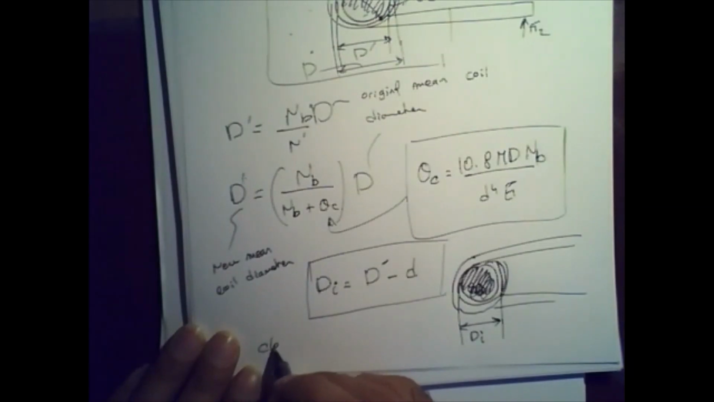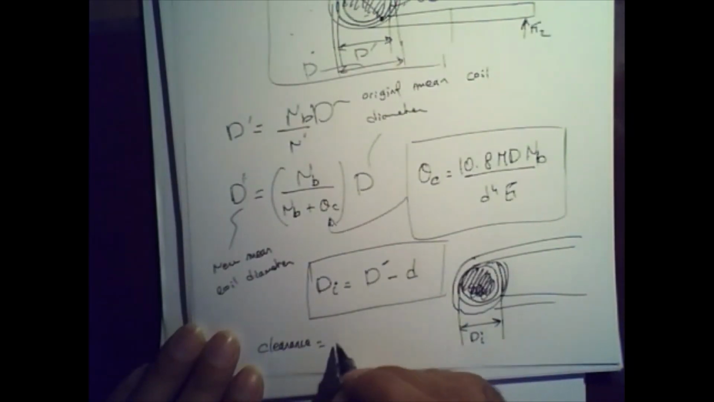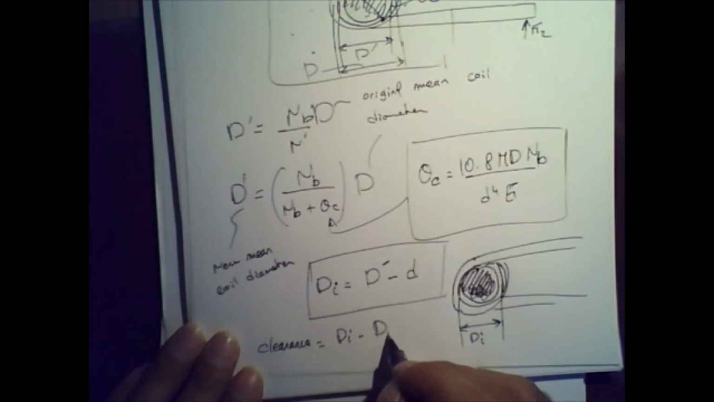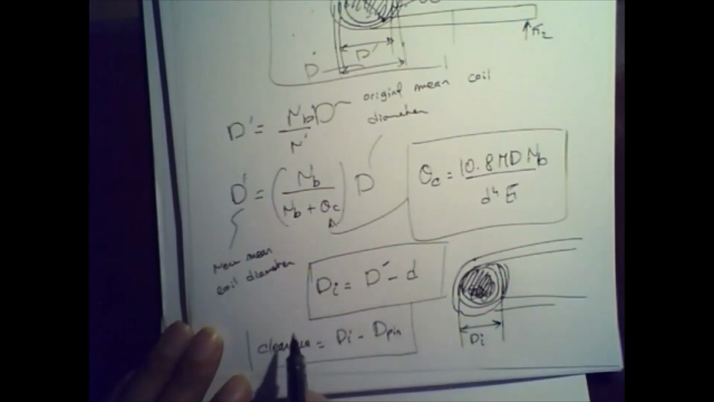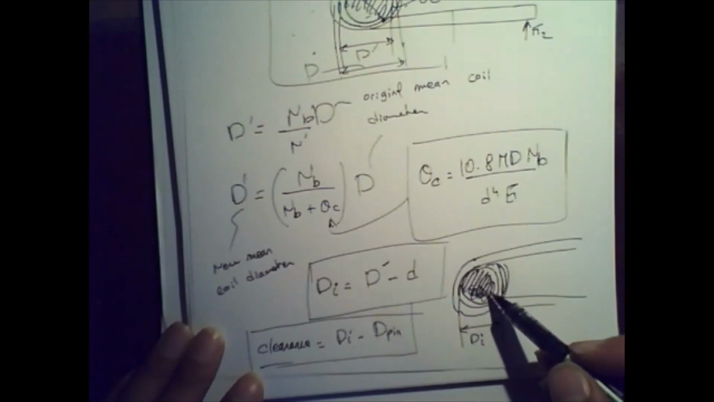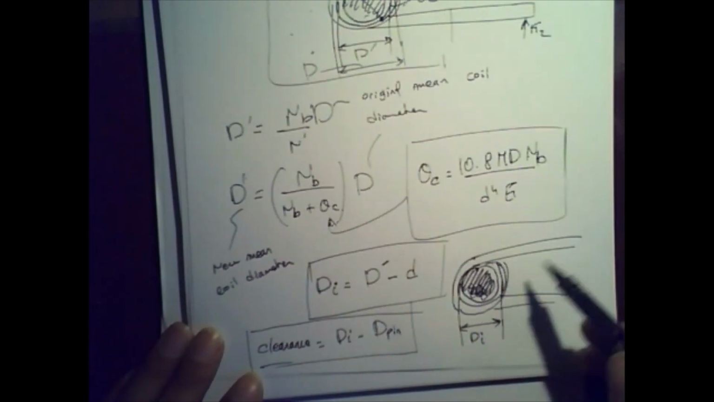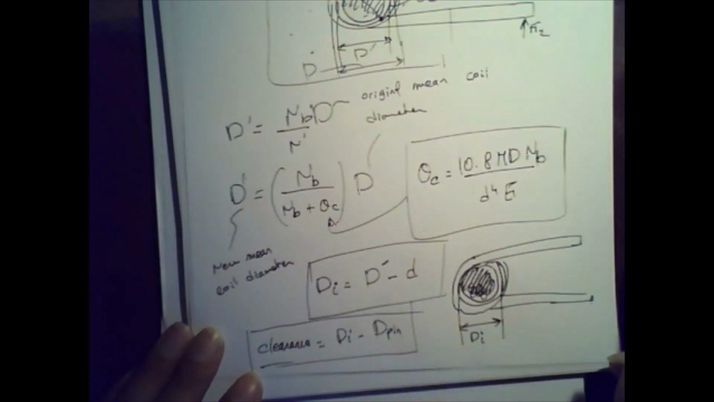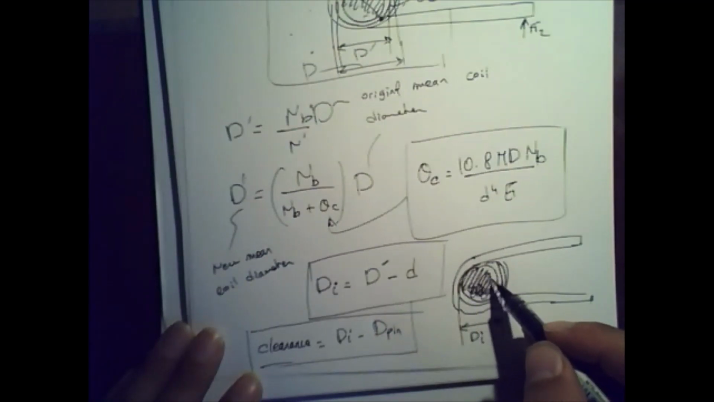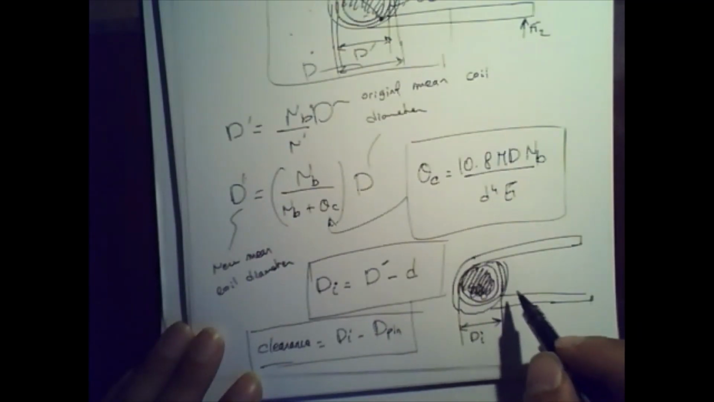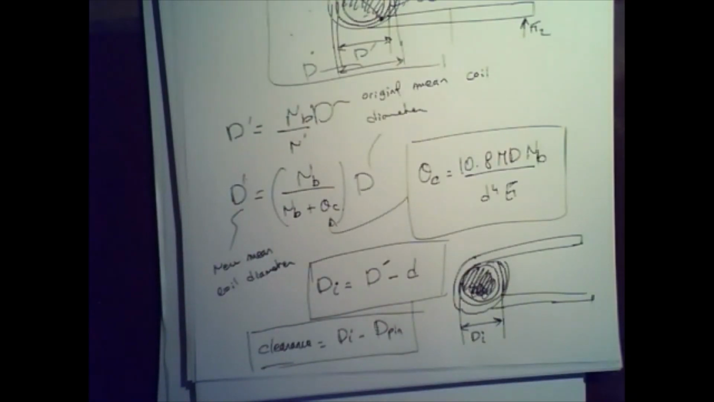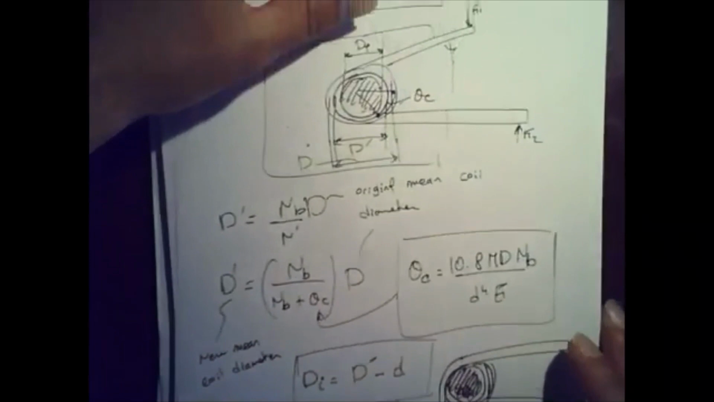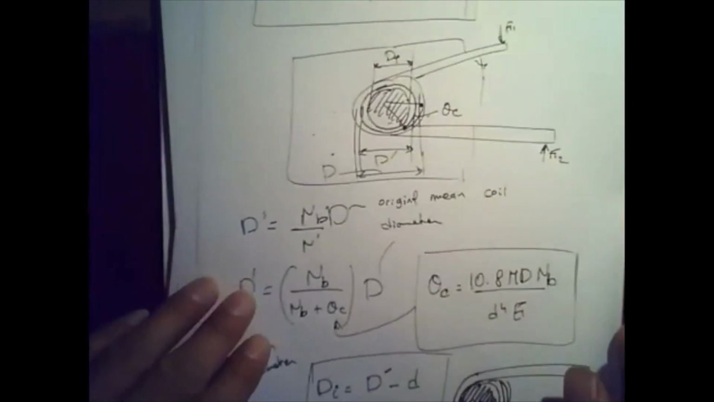So clearance is going to be equal to how much? Di minus d of the pin, the diameter of the pin. And that clearance always has to be positive, right? If this guy is negative, it means that you're essentially trying to develop some plastic strain on the legs, for example, right? Because you can no longer compress the coil of the body. Okay, so that is regarding the equations that govern this type of torsion springs.